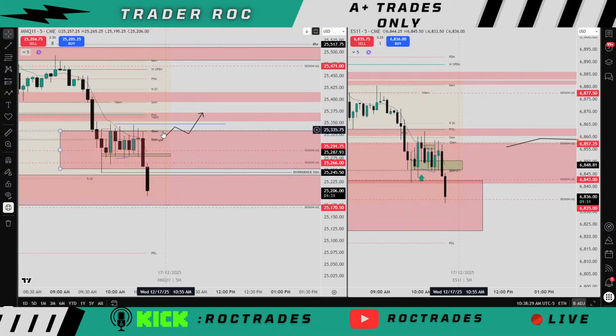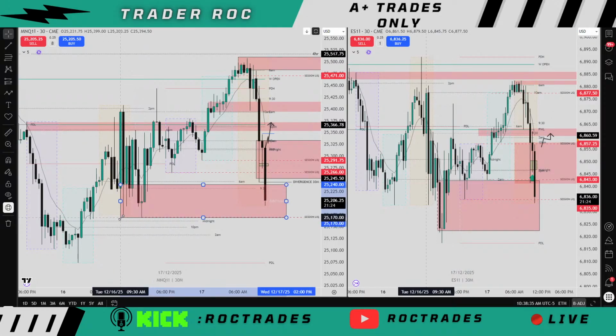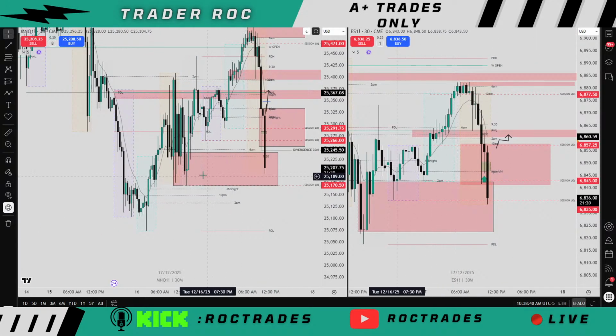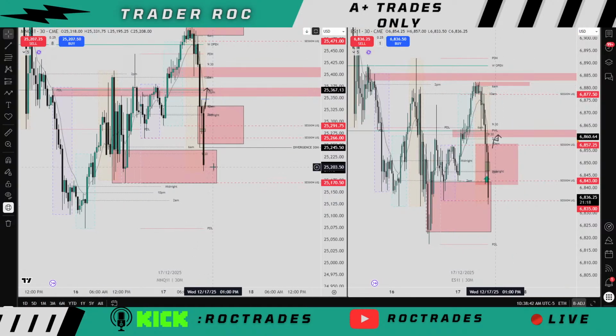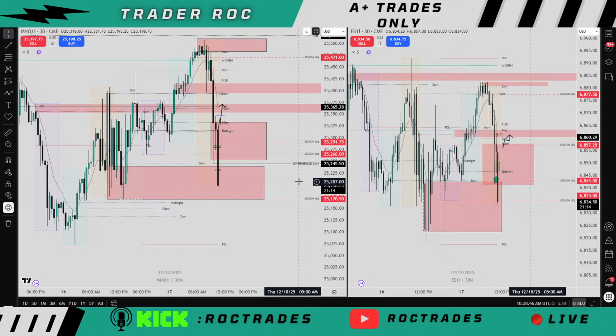But for now, I don't think I'm interested in shorts just yet. I'll need to see a 30-minute closure deep underneath this level right here. I don't think we get that, right? But if we do, then yeah, I'll be bearish. Hopefully this doesn't just waste the entire New York session going in one direction all day.